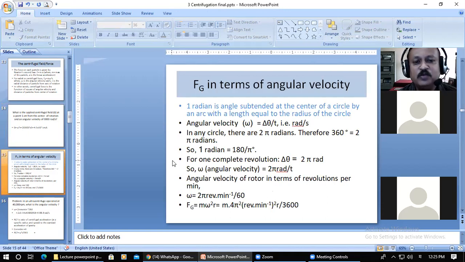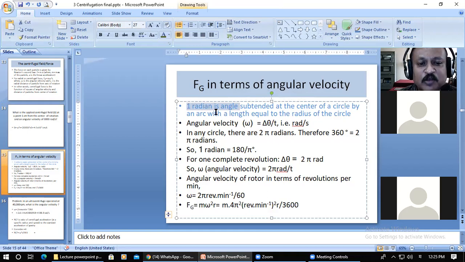Then coming to the centrifugal force in terms of the angular velocity. Did you know this, that 1 radian, do you know what 1 radian is? I've already given the definition here. It is the angle subtended at the center of a circle by an arc with a length which is equal to the radius of the circle. Do you want me to show it on the whiteboard? Yes, sir. So let me try it on the whiteboard.